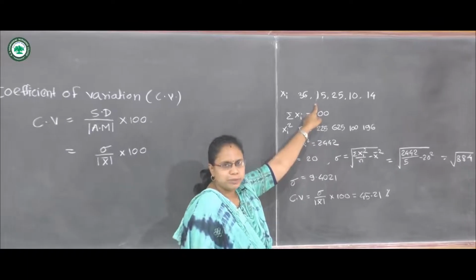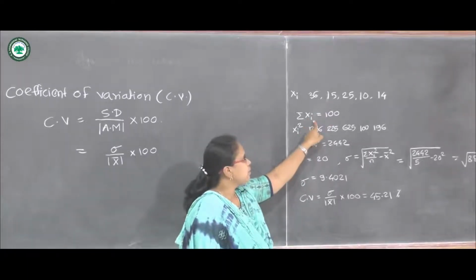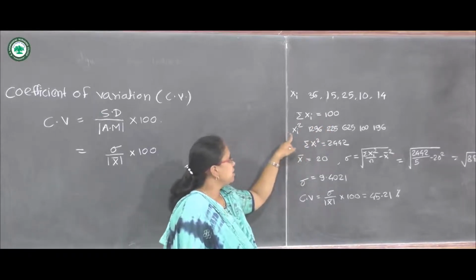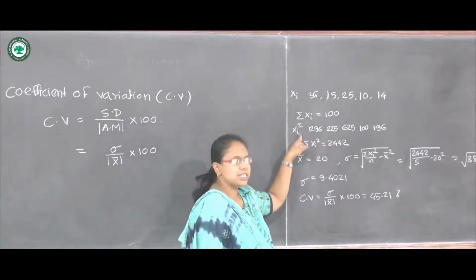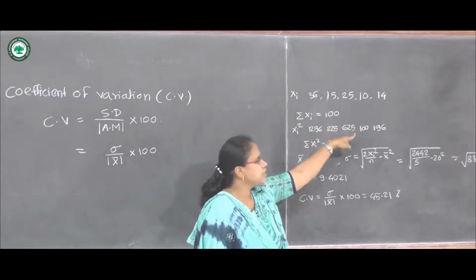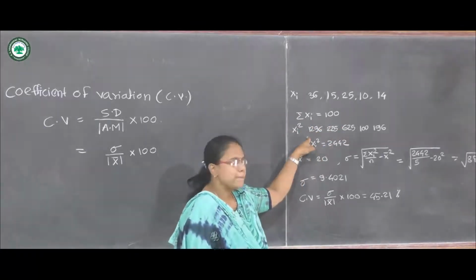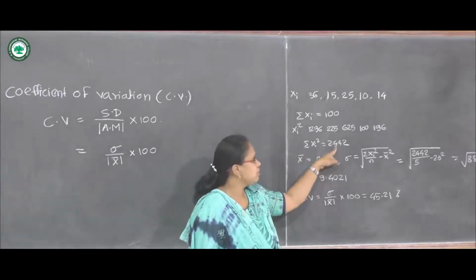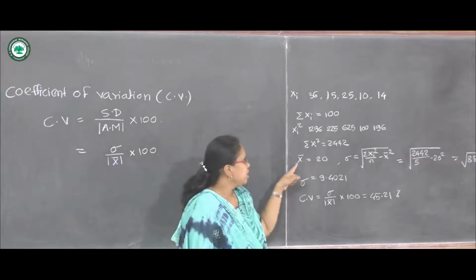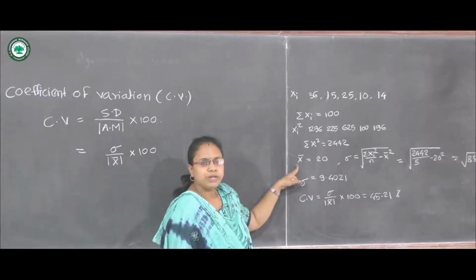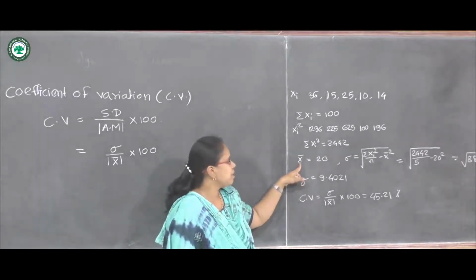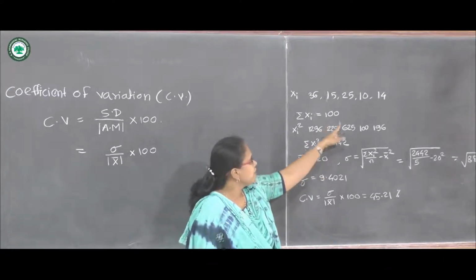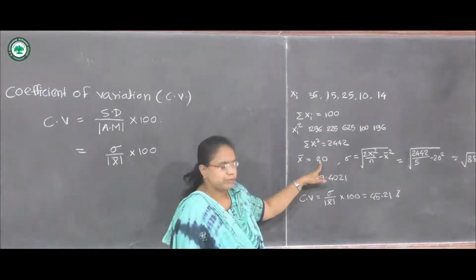This is ungrouped data. Here we have calculated summation xi, the total is 100. Then we have calculated xi square, so the squares of these 5 observations are written here. Summation xi square is 2442. Now we have our formula to calculate arithmetic mean. x bar is the summation of xi upon n. So here 100 upon 5, which is 20.